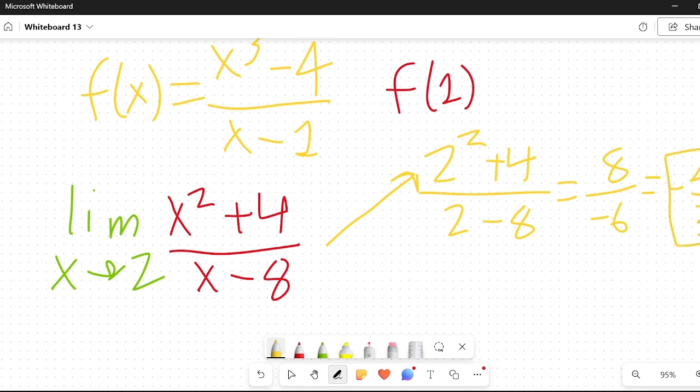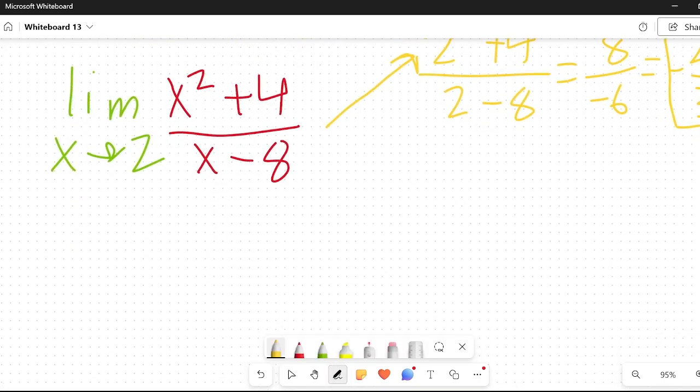So something like that. But let's say we're not able to do that, right? So this is of course the easiest solution. If you can plug it in, you can just plug it in, right? But throughout this lesson, we'll take a look at ways we can evaluate a limit like so.